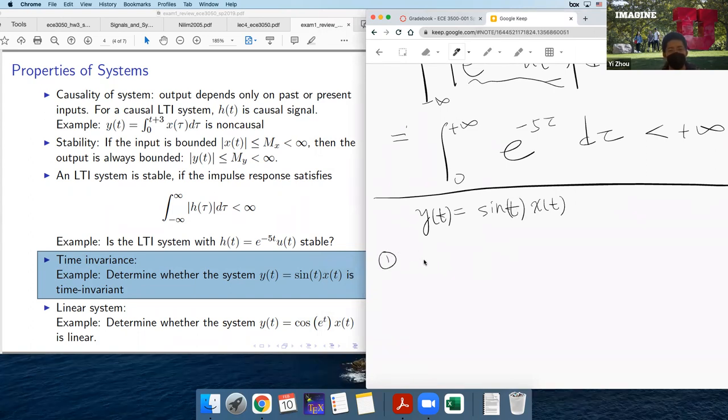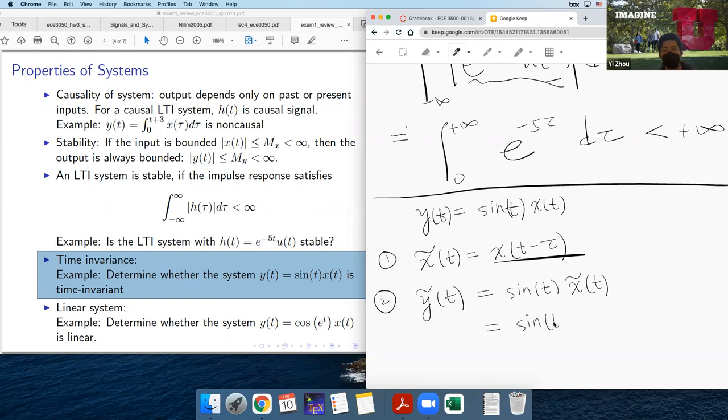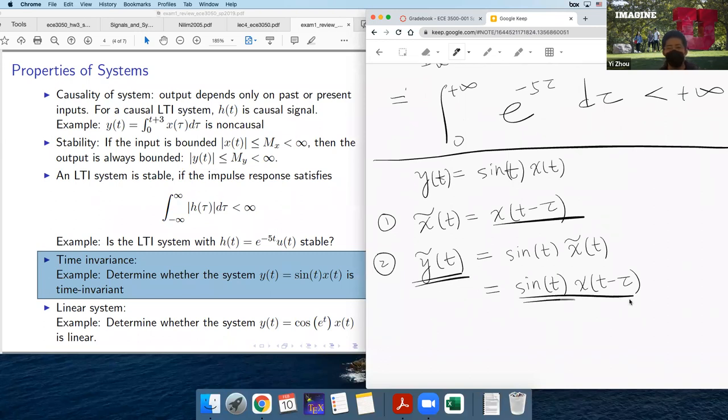So step one is always generate a shifted version of the input. And then we are going to feed this x tilde t to the system. So the corresponding output y tilde t, according to the system equation, is the signal sine t multiplied by the input, which is now x tilde t. And now, since we define x tilde t as the shifted input, this can be further written as x(t minus tau). So this is the y tilde t in terms of input.